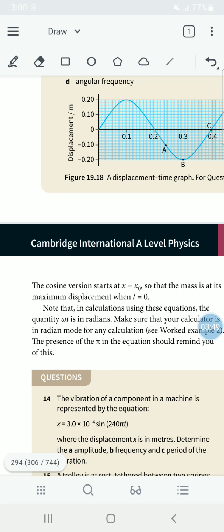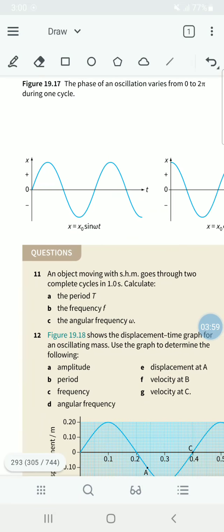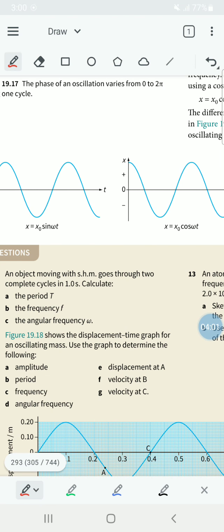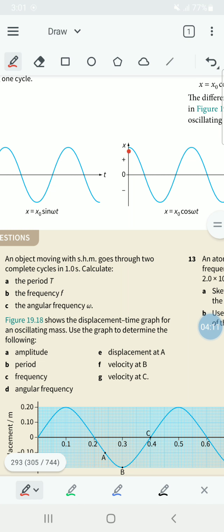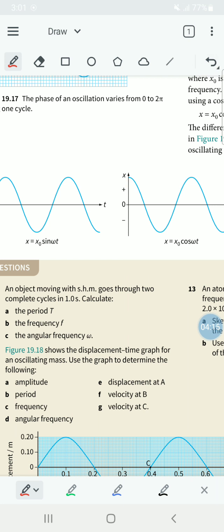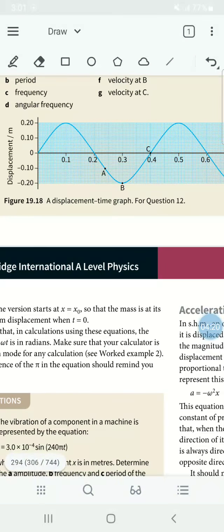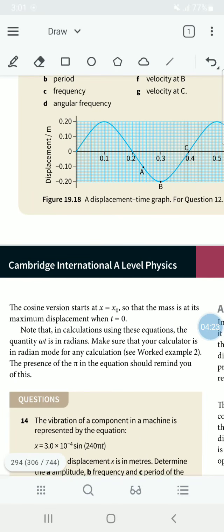So then the other way round should happen for the cosine version. The cosine version starts at x equals xo. So that means the mass is at its maximum displacement when t equals 0. It is at this point when t equals 0. That is the difference. At t equals 0, you will have the maximum displacement here. Right? So that is the difference between cosine and sine graphs.